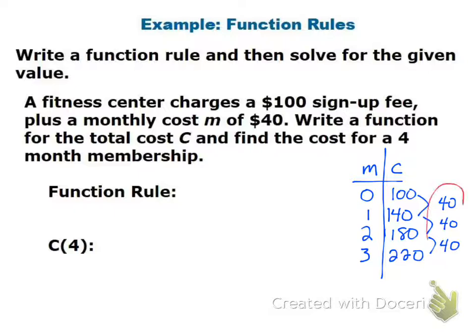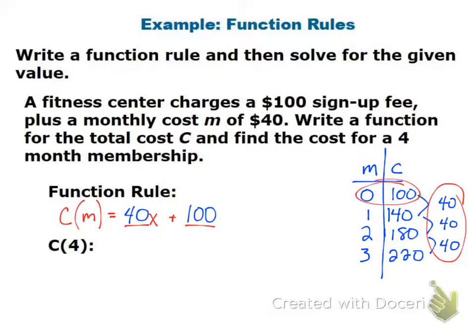And then, so this is my pattern, and this is my starting point. And so just like we did, if I wanted to write this in function notation, so C of M, the cost per month is equal to blank x plus blank. My pattern is the 40, and my starting point is the 100.